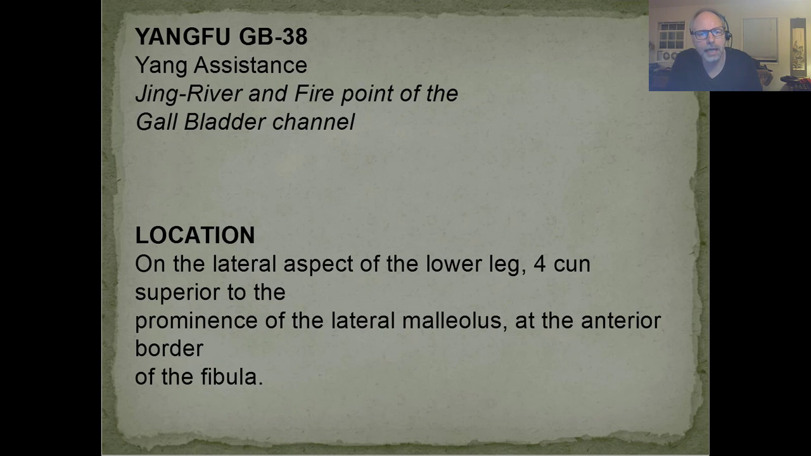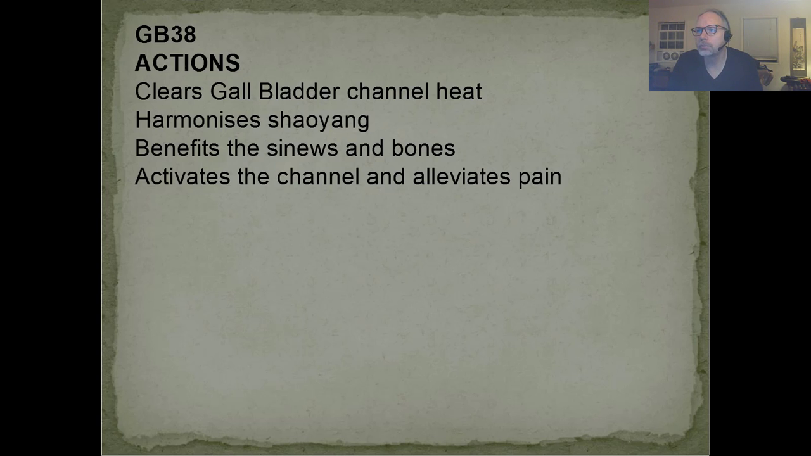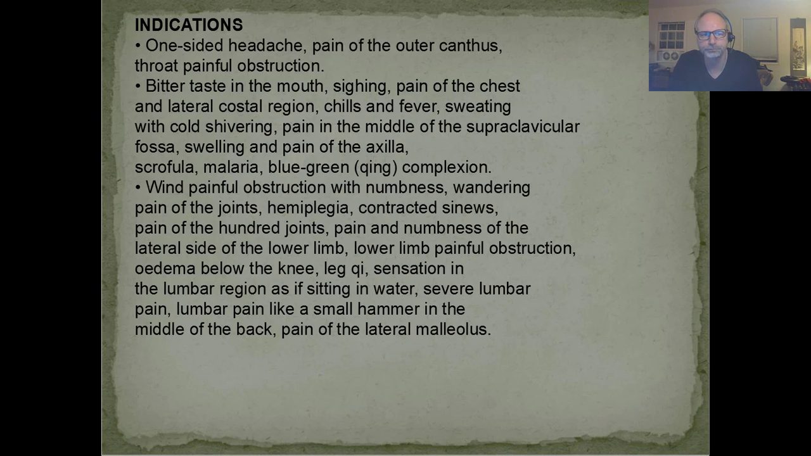38. 38 is on the lateral aspect of the lower leg, 4 sun superior to the prominence of the lateral malleolus at the anterior border of the fibula. Right there. Clears gallbladder channel heat, harmonizes the Shaoyang, benefits the sinews and bones, activates the channel, alleviates pain. Everything you see is a reflection of all that.